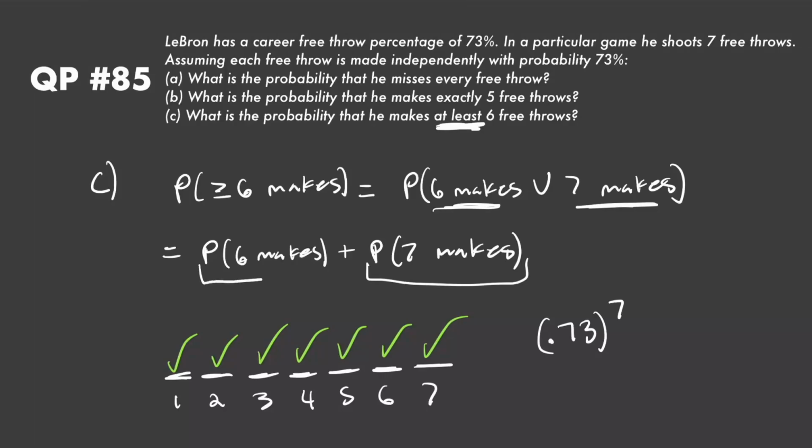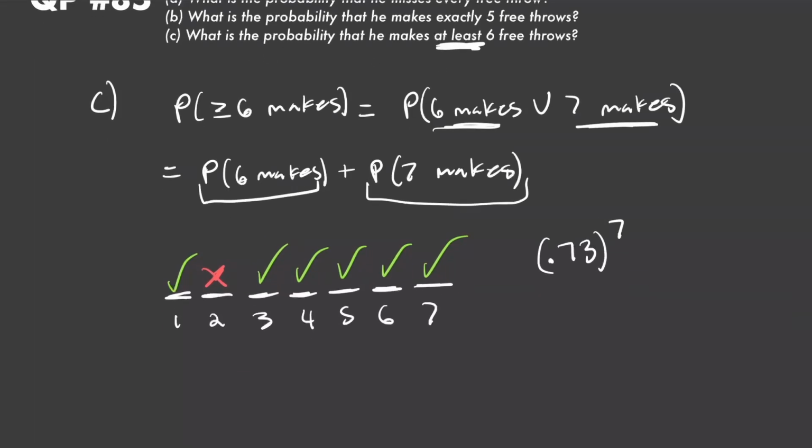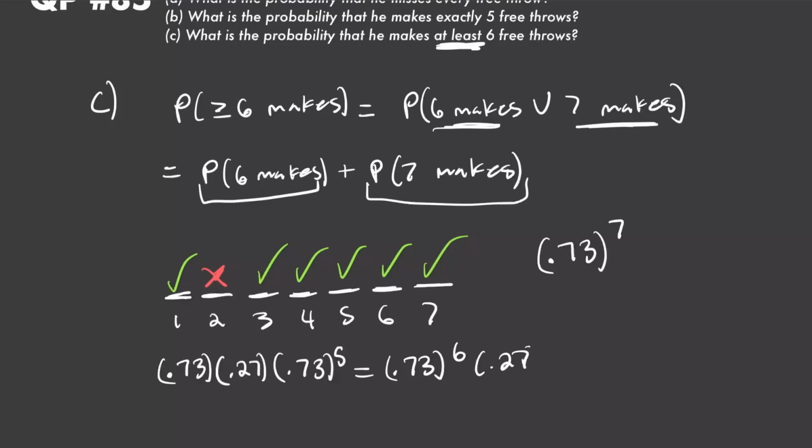Now for 6 makes, that means he's going to miss 1, so let's replace one of these with a miss. So now the probability that this specific sequence happens right here is 73% chance he makes the first one times a 27% chance he misses the second one, and then he makes every single other one, so 5 more, so 73 to the power of 5, which is just equal to 0.73 to the power of 6 times 0.27. So this is just the probability for this specific sequence right here.